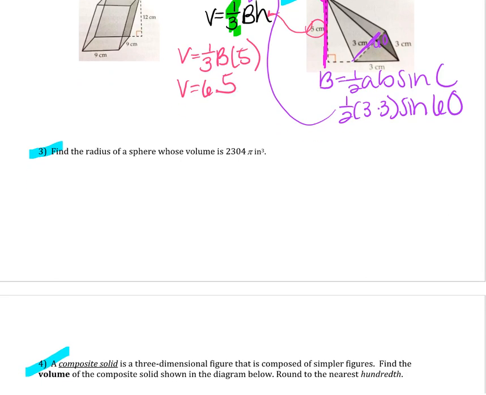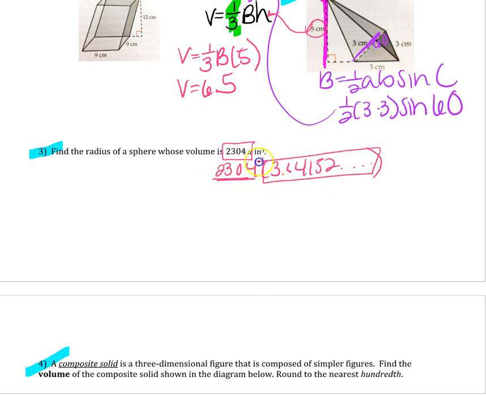All right, find the radius of a sphere whose volume is 2304 pi inches cubed. It's really important you don't forget the pi, because what this is, is 2304 times 3.141592... Okay, so the volume is actually larger than 2,304. It's almost 3 times as large. So it is important to include the pi here, and that's one of the biggest mistakes students make.